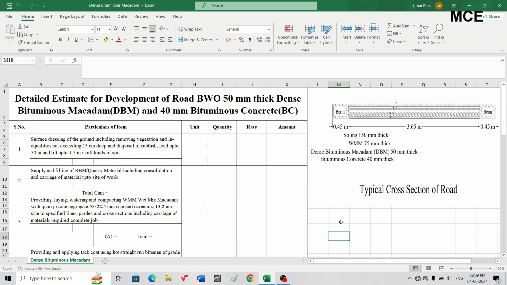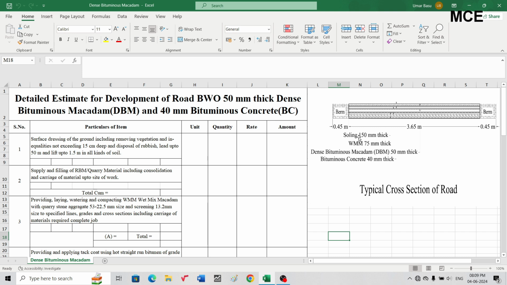In the previous video, we learned how to prepare a detailed estimate for waterbound macadam, bituminous macadam and semi-dense concrete. In this video, we will learn how to prepare a detailed estimate using dense bituminous macadam and bituminous concrete. I have already prepared a typical cross section of the road.